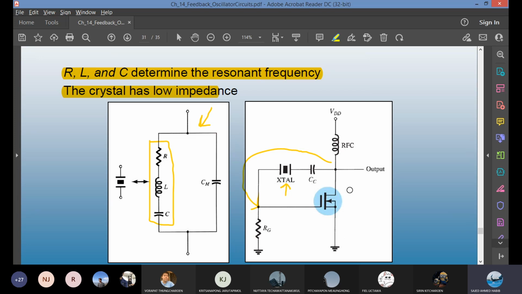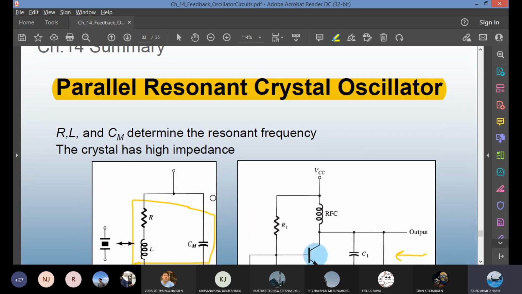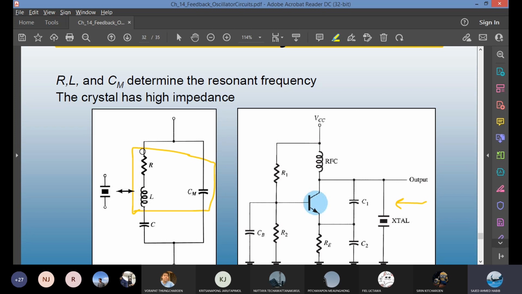There is another mode of the crystal resonant frequency. We call it the parallel resonant frequency. How do you make the parallel resonant frequency? When you have the crystal behave in parallel mode, R, L, and this capacitor Cm, not the bottom one, these three determine the frequency.